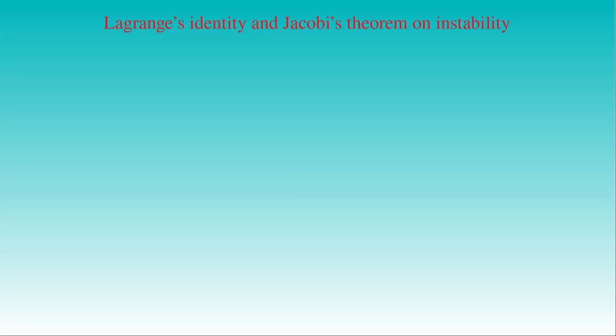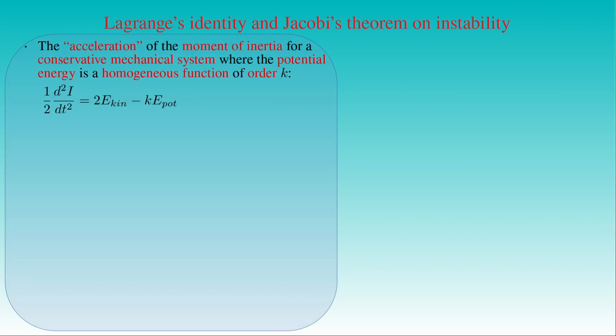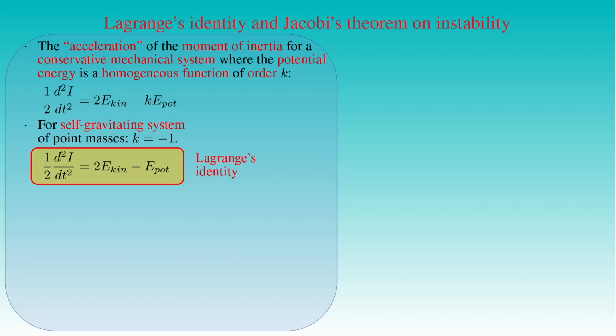We have already established that 1 over 2 times the second-order time derivative, or the acceleration, of the moment of inertia I of a conservative mechanical system, where the potential energy is a homogeneous function of degree k in its variables, that is the coordinates describing the state of the system, is equal to 2 times the kinetic energy of the system, minus k times the potential energy of the system. As seen in the example of Newton's law of gravitation, the degree k is equal to minus 1 for a self-gravitating system of point masses, which gives Lagrange's identity stating that 1 over 2 times the second-order time derivative of the moment of inertia I is equal to 2 times the kinetic energy of the system plus the potential energy of the system.